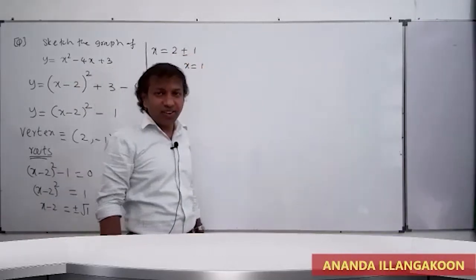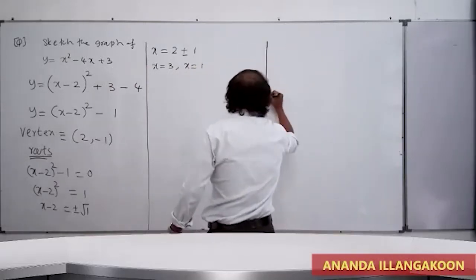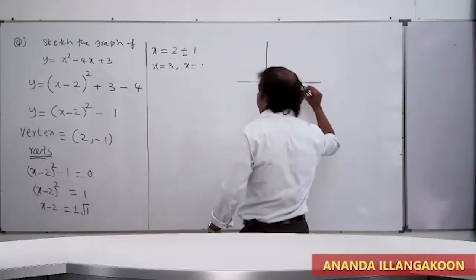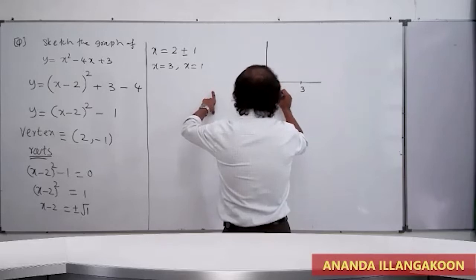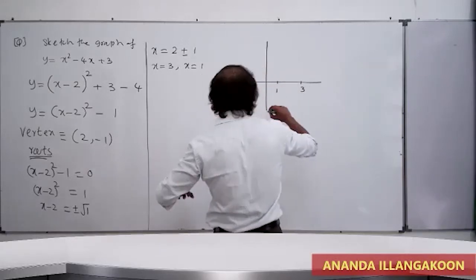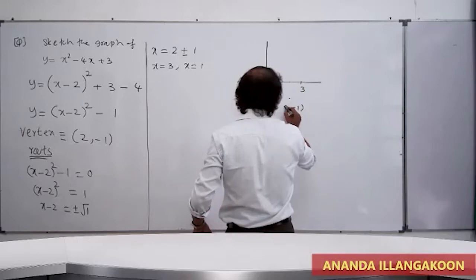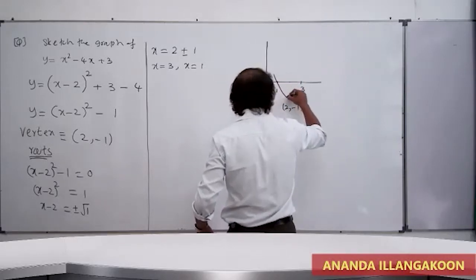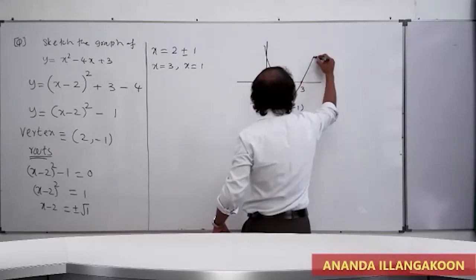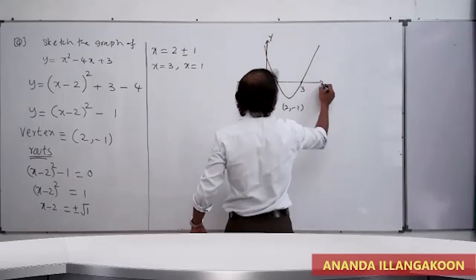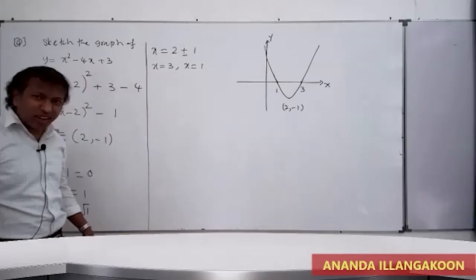Now, people, we can draw the graph. Rough sketch only, like this. The two roots are 3 and 1. 3 here, suppose 1 here. The vertex is 2, minus 1. 2 is in the middle, minus 1 here. And the graph is like this, people. Now we have drawn the graph. The graph has a minimum. See, 1 minute.